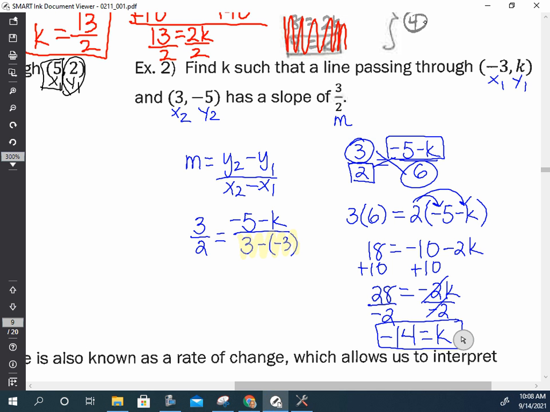So of course, if you ask yourself, well, how do I know I did it correctly? Very simple. Take k, plug it into the point, and then go find the slope. As long as the slope is 3/2, then you did the problem correctly. If it's anything else, then you may have done something wrong. It could be a computational error, or it could be an error when you solved it. So just be careful as you're working the problem out.